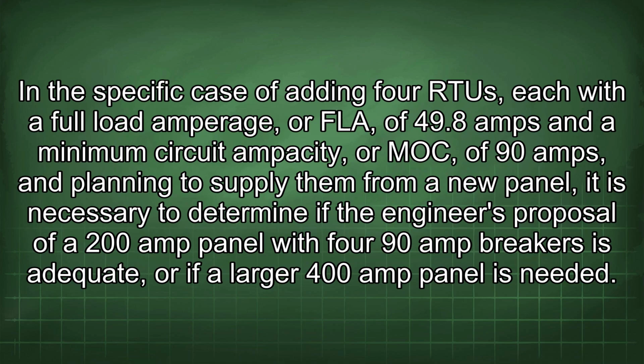In the specific case of adding 4 RTU, each with a full load amperage, or FLA, of 49.8 amps and a minimum circuit ampacity, or MCA, of 90 amps, and planning to supply them from a new panel, it is necessary to determine if the engineer's proposal of a 200 amp panel with 4 90 amp breakers is adequate, or if a larger 400 amp panel is needed.